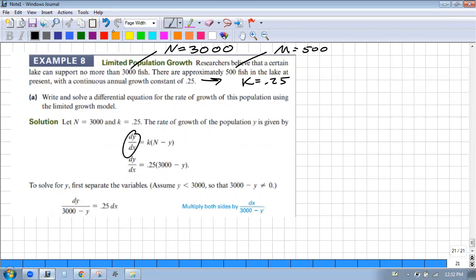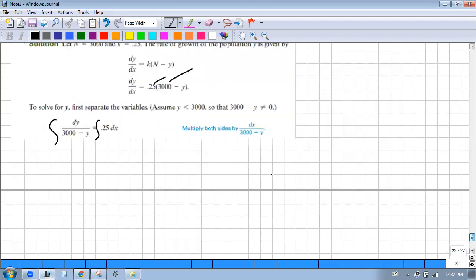So the change in population is k times N minus y. Replace the N with the 3,000, all right, and the k with 0.25, and now we just need to integrate. So we move the y's to the left and the x's to the right. We want to integrate this. All right, so we're going to get the negative natural log of 3,000 minus y equals 0.25x plus some constant. Let's move the minus over.